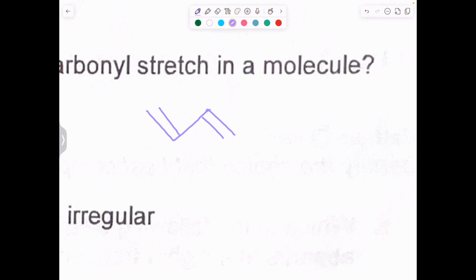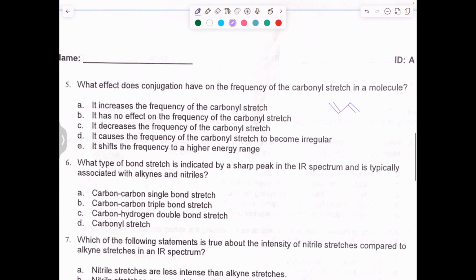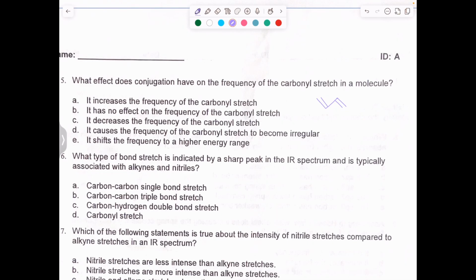And then how I remember how it relates to frequency is that I remember wave number and wavelength are inverse, and wavelength and frequency also have an inverse relationship. So two inverses kind of cancel out. So that shows you that wave number and frequency are a direct relationship. So because conjugation slightly lowers wave number, it also slightly lowers the frequency. So that would be C.